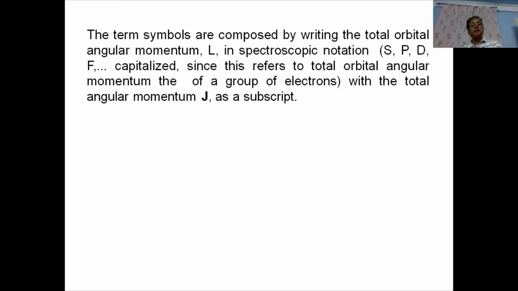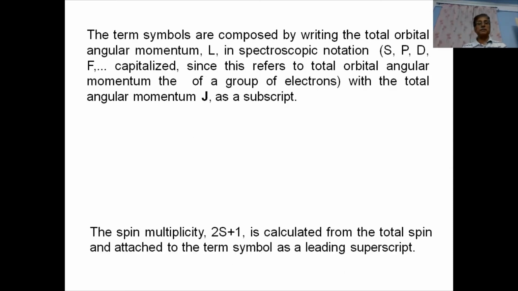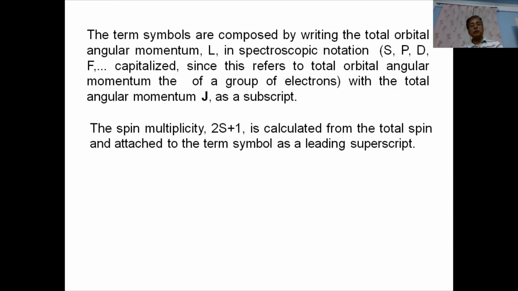Now the explanation once more. The term symbols are composed by writing the total orbital angular momentum L in a spectroscopic notation, that is S, P, D, F, etc. They are all capitalized for two electron or other systems, since this refers, of course, to the total orbital angular momentum. Now, the total angular momentum J is written as a subscript. The spin multiplicity 2S plus 1, as I have written, is calculated from the total spin and is attached to the term symbol as a leading superscript.